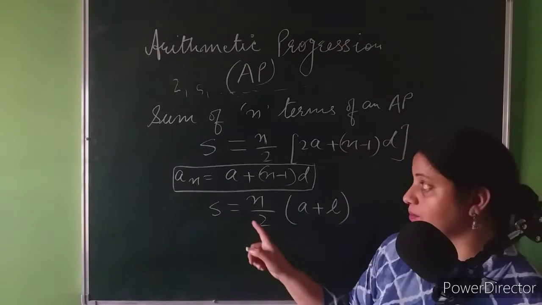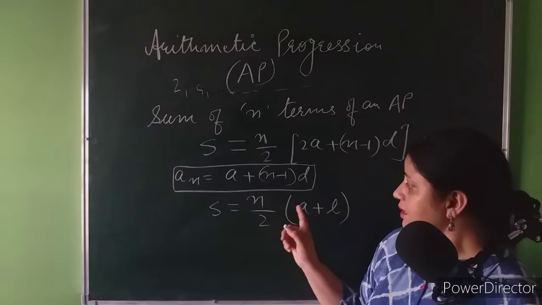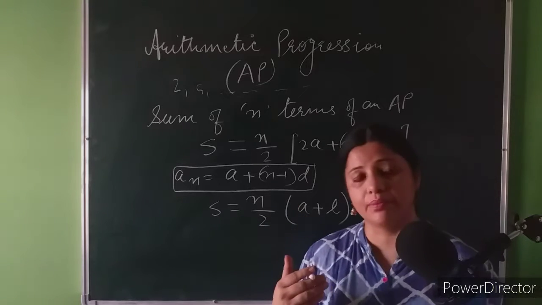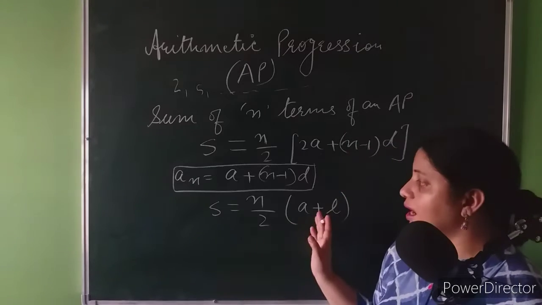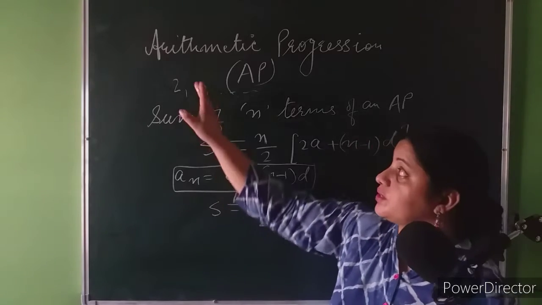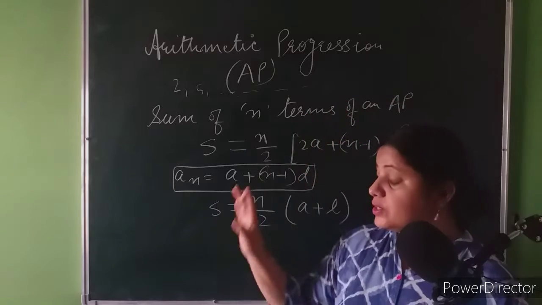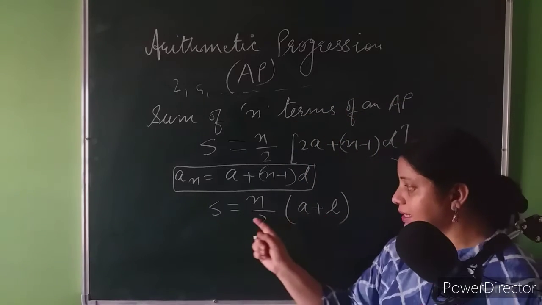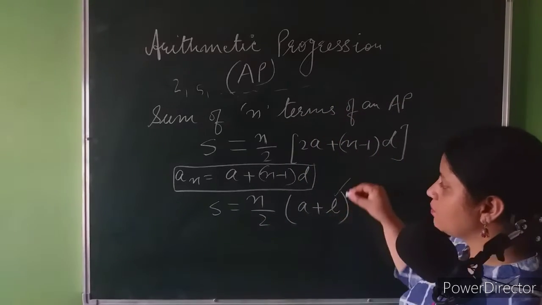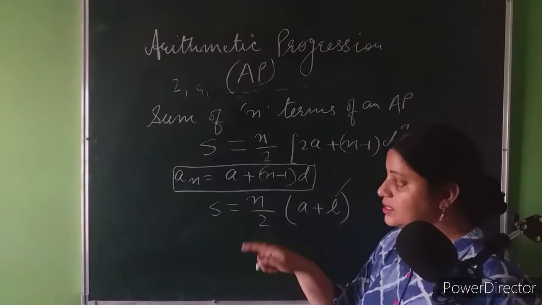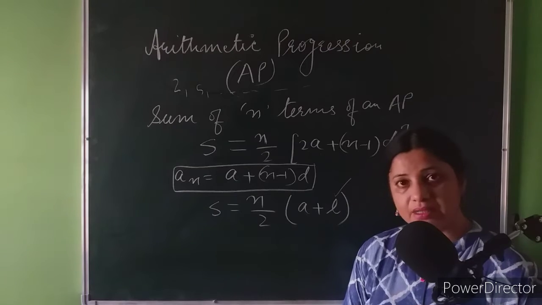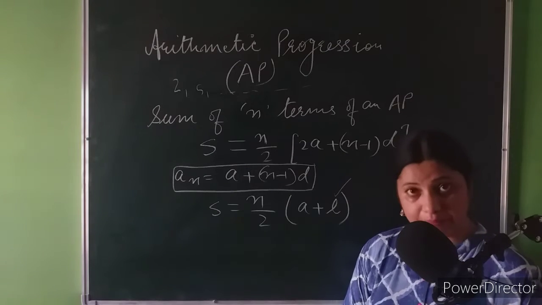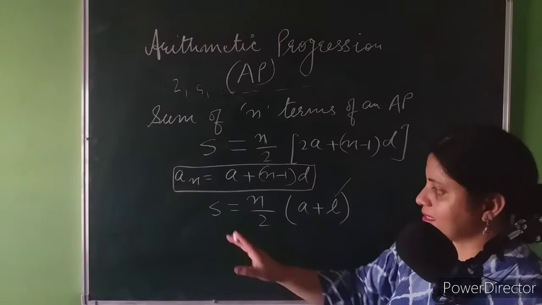Then comes the next formula. Suppose by chance we do not know the common difference, d is not there, but instead we know the last term of an AP. Here we did not know the last term. Suppose we know the last term of an AP, then the last term is denoted by small l. In that case, using the last term of that AP, we can also find the sum of those n terms of an AP. What is that formula? Let us see.